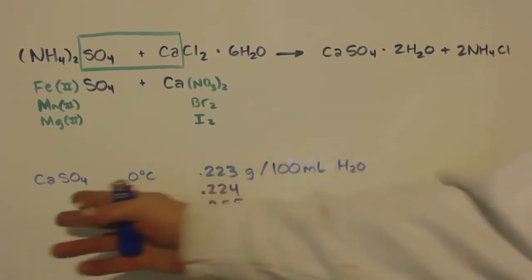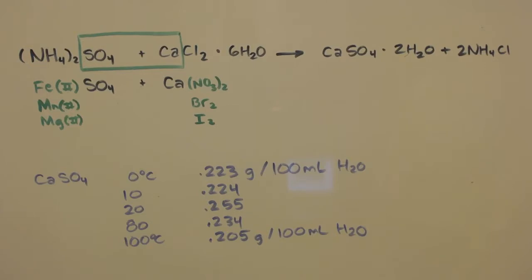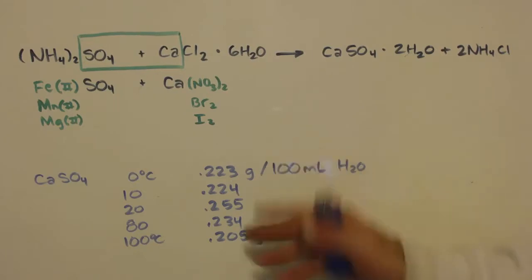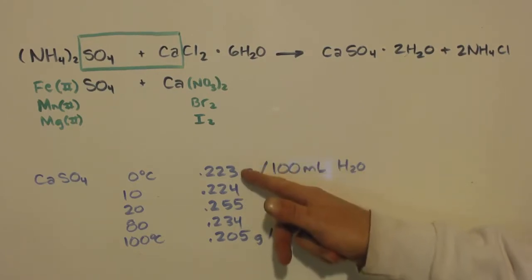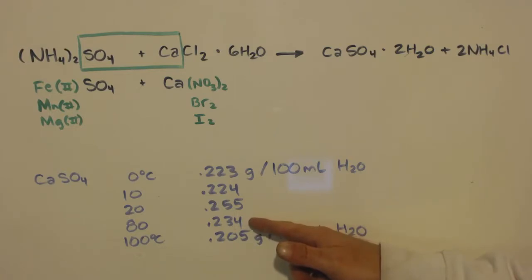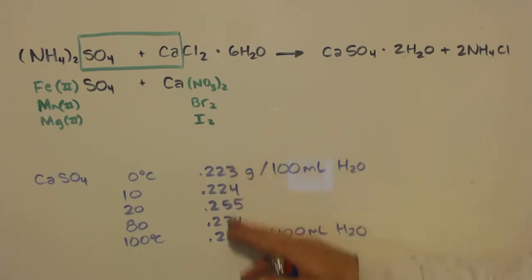Now look at the solubilities of calcium sulfate. That's another weird thing about this, and why I wanted to bring up calcium sulfate: it has a retrograde solubility. It's weird, because the hotter things get, the more soluble it should get, and it does up until 20 degrees. Then look, at 80 degrees it's going down, and at 100 degrees it's going down even more in solubility. But you can see the difference between all of them is only about 0.02 grams per 100 milliliters.